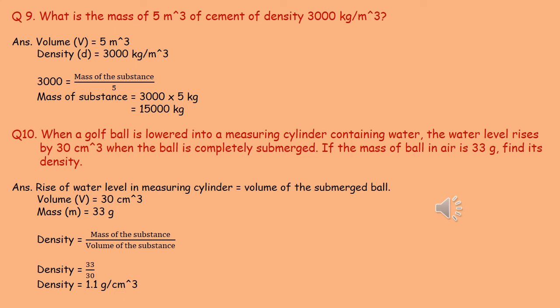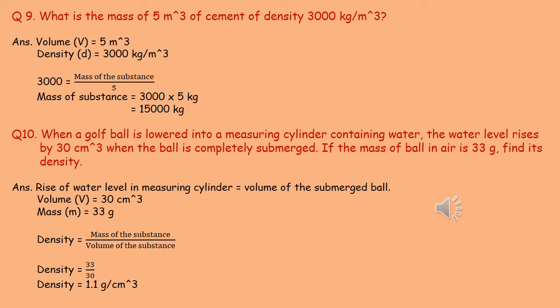Question number 9. What is the mass of 5 meter cube of cement of density 3000 kg per meter cube? So here volume is provided and density is provided. We have to find out the mass. Volume V is equal to 5 meter cube. Density is equal to 3000 kg per meter cube. We'll use the same formula. Density is equal to mass by volume and we will substitute the values. 3000 is equal to mass by 5. So mass of substance is equal to 3000 into 5, that is 15,000 kg.